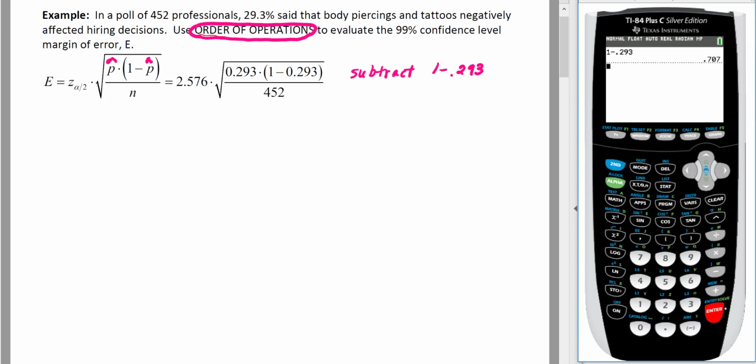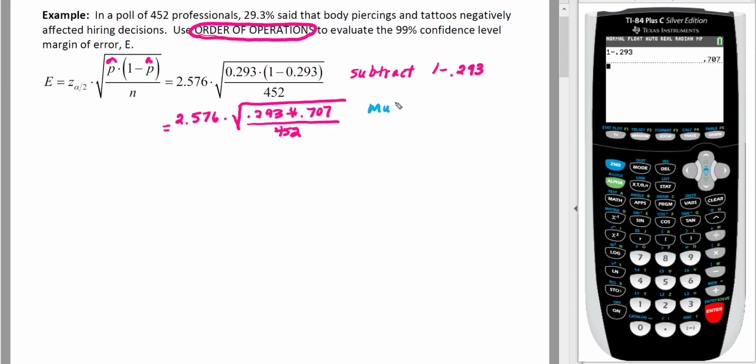So let's rewrite the expression now, putting our new answer in. It's going to be 2.576 times the square root of 0.293 times our answer, which was 0.707, divided by 452. Next, in order of operations, we have to multiply the numerator here since it's under the radical.